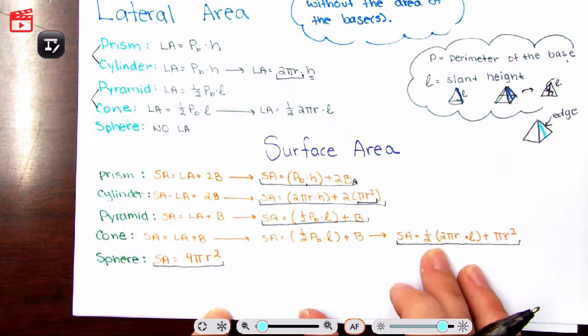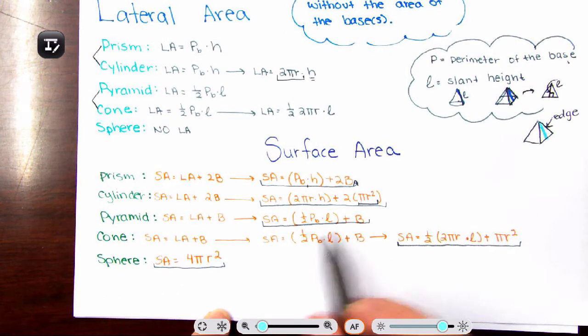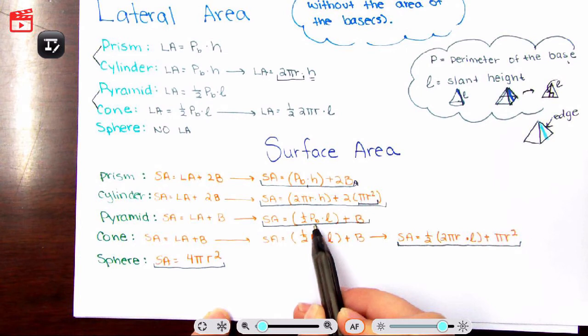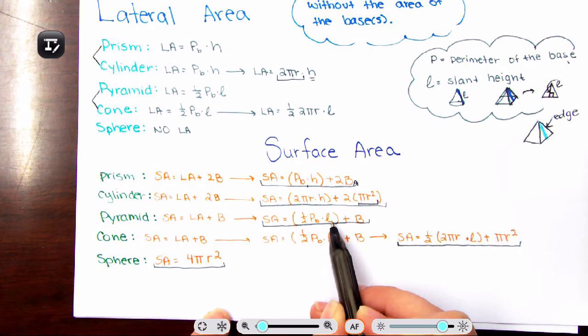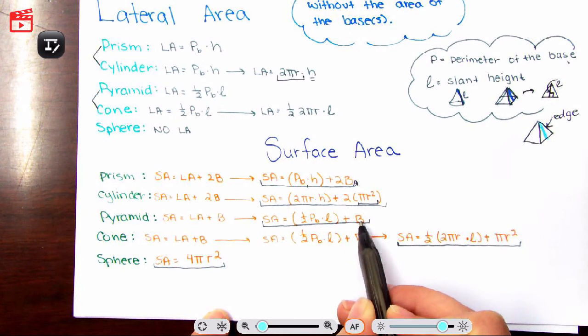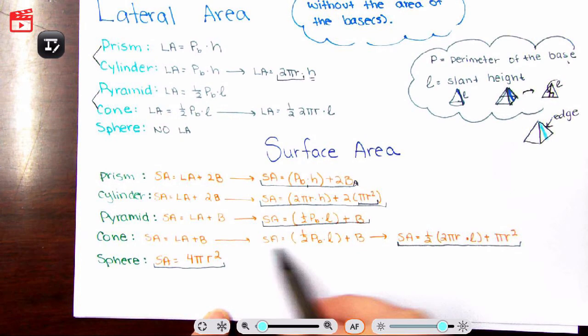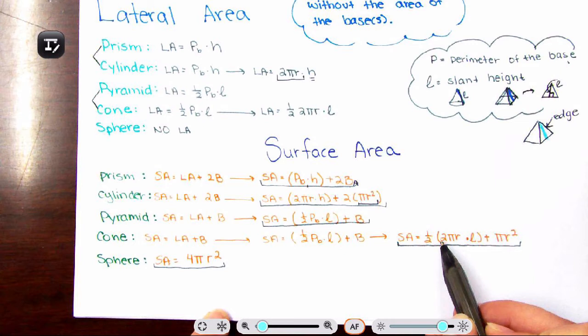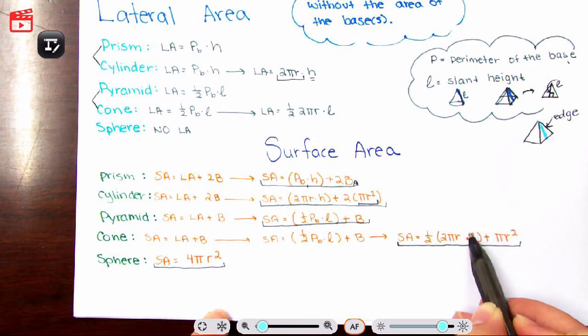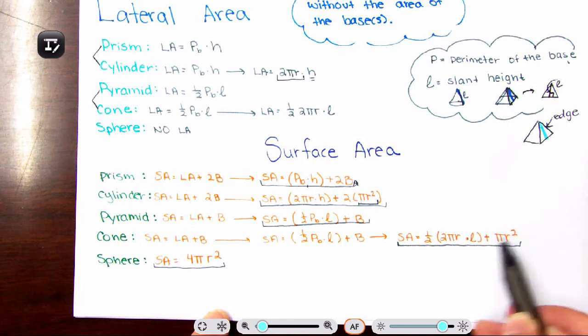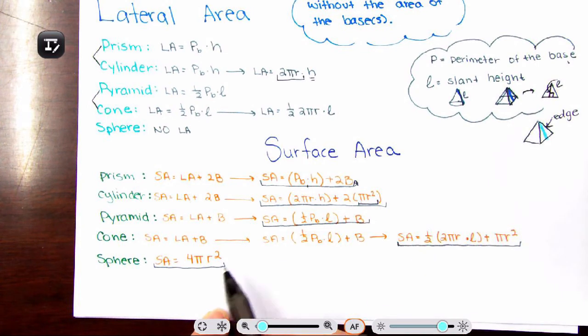Now, pyramid and cone, same thing. 1/2 times the perimeter of the base times the slant height plus 1 area of the base. For the cone, same thing. I changed it because our base is a circle. So we have circumference times the slant height plus 1 area of the base, and all of that is divided by 2. And your sphere formula is 4 times pi times r squared.